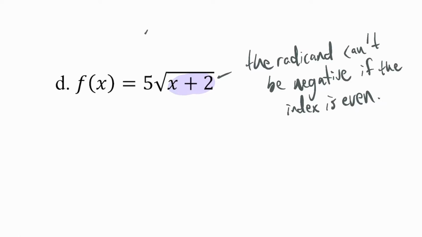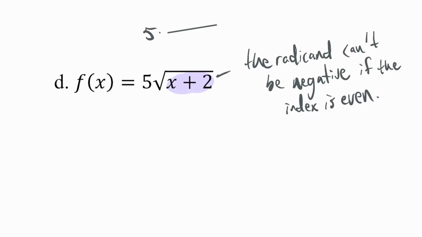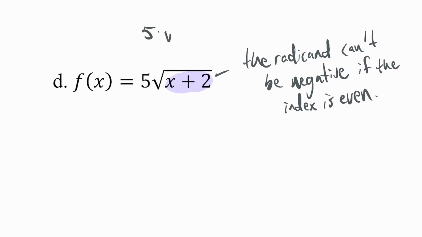Another way to write this would be 5 times the root symbol. Oops, the auto line tool wants to help out. We'd put a little 2 if we want to be more explicit. The index goes in this little pocket, right? But for a square root, we don't bother writing the 2. We don't need the 2 necessarily. So the radicand can't be negative.